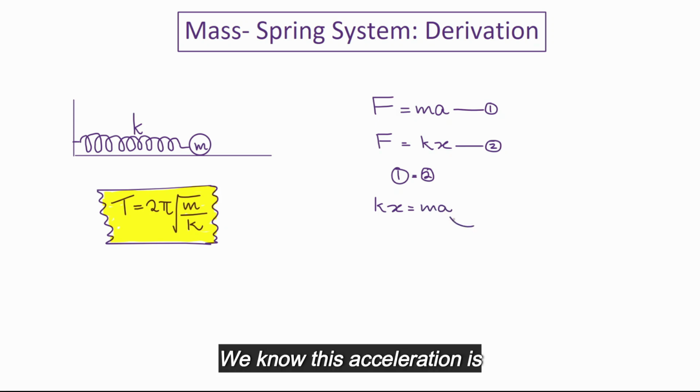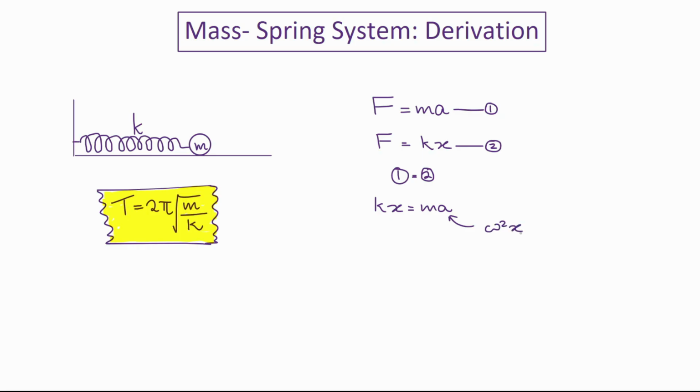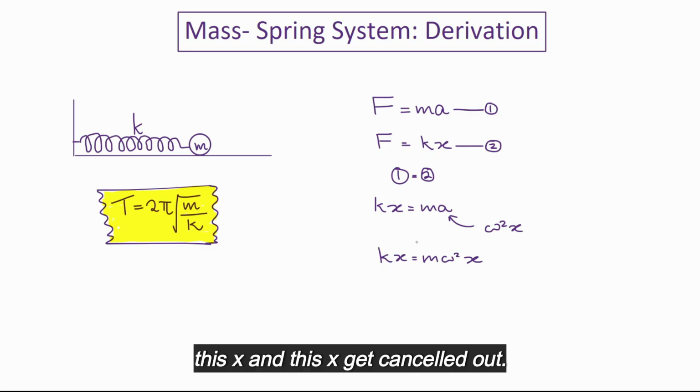We know this acceleration is ω²x, a = ω²x. So let's substitute for a. So we get kx = mω²x. This x and this x get cancelled out.